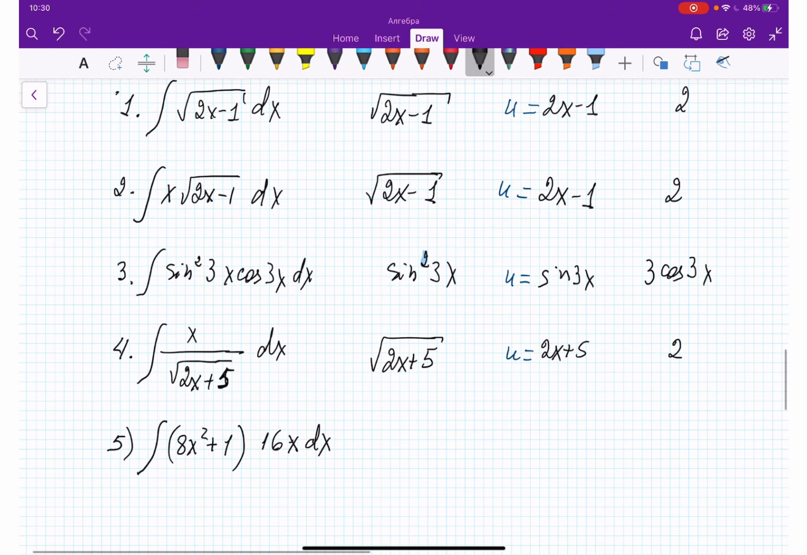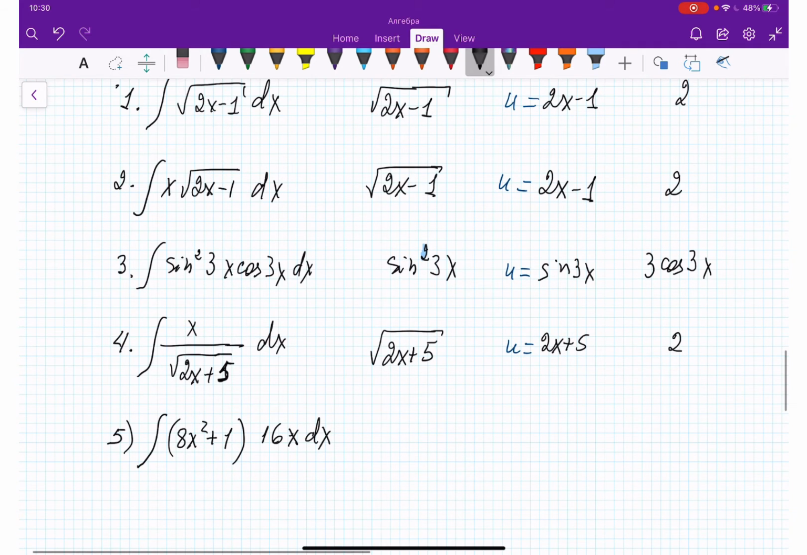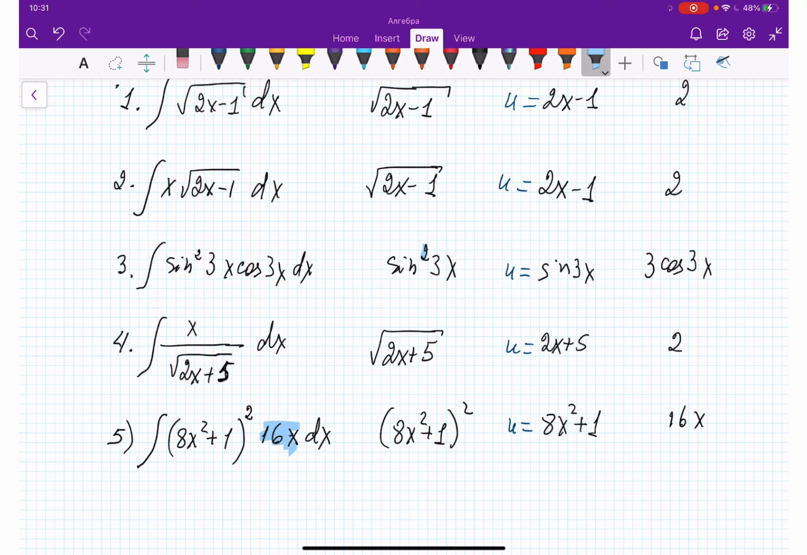Okay, so f of g of x is going to be 8x squared plus 1 to the power 2, right? G of x is going to be 8x squared plus 1, right? And g prime, if I take the derivative, is going to be 16x, which we clearly have right here. So you are looking at 8x squared plus 1.